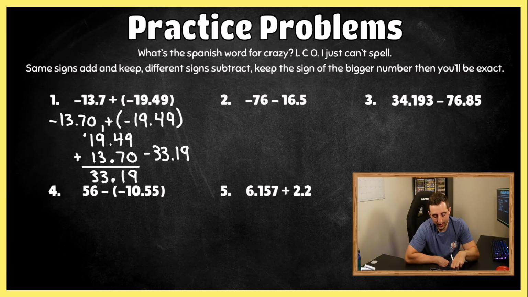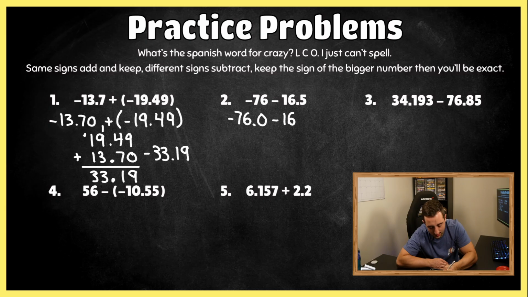Now let's go ahead and take a look at number 2. I noticed that 76 isn't even a decimal, so we're going to start there and make it into a decimal. So it's negative 76.0 minus 16.5. It's subtraction, so I want to use leave change opposite, or LCO.